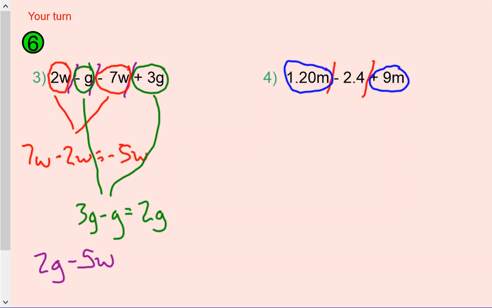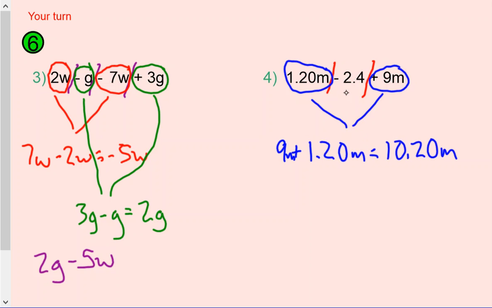All right, for number 4, I've separated the terms, and then I've circled any like terms. So we'll combine our like terms. We have 9m plus 1.20m, so that would be 9m plus 1.2m, and that'll leave us with 10.20m. And then we also have this negative 2.4, so our simplified expression would be 10.20m minus 2.4.